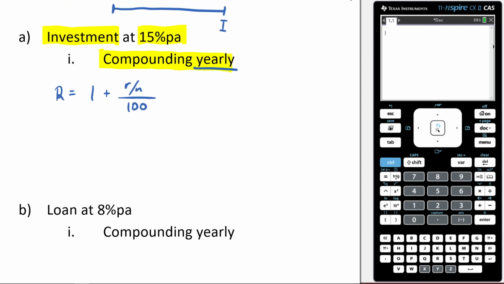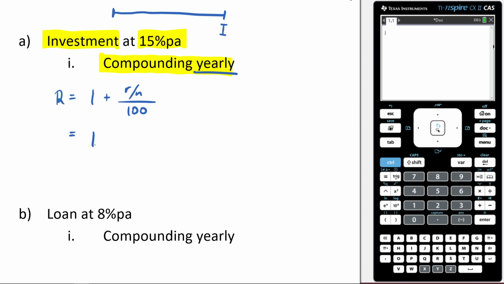The formula is R is equal to 1 plus r over n over 100. Let's sub in what we don't know here. So we've got 1 plus. Now, this little r here represents the 15%, so it's your interest rate. The n, what does the n represent? The n represents the compounding period. So if we're compounding yearly, it means we're only compounding once per year. So it's 15 over 1 over 100. Now, 15 over 1 is just 15. 15 over 100 is 0.15. So this is going to be 1.15. That is going to be our R value there.